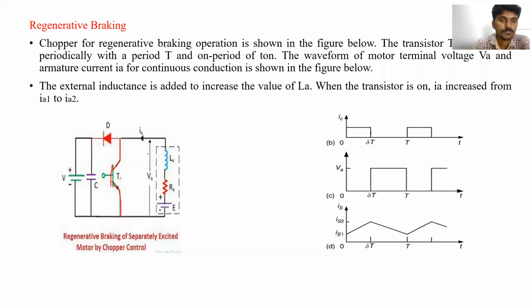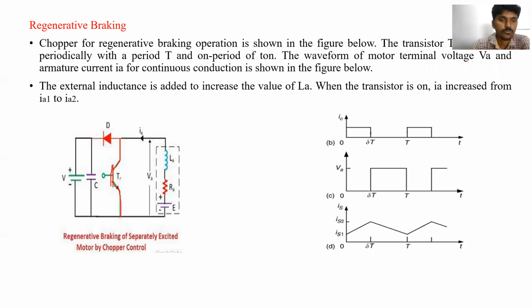In this one, the load EMF is always greater than the supply voltage. The load EMF, or load voltage, can also be called the back EMF, EB, and it is always greater than the supply voltage. That is the first condition. Clear?